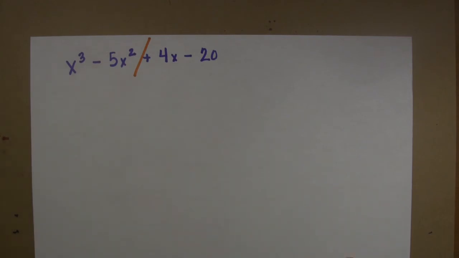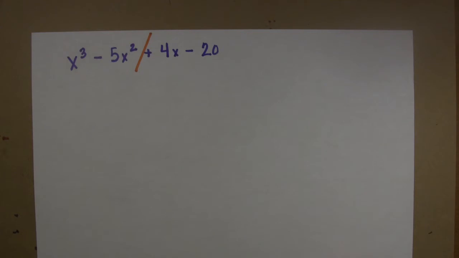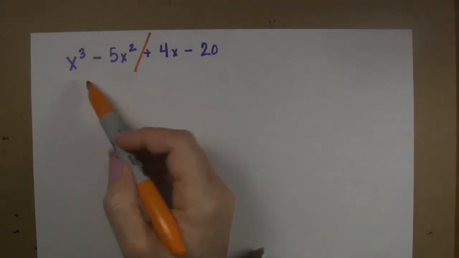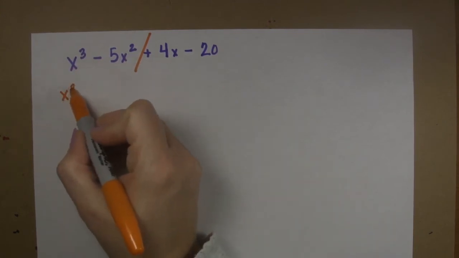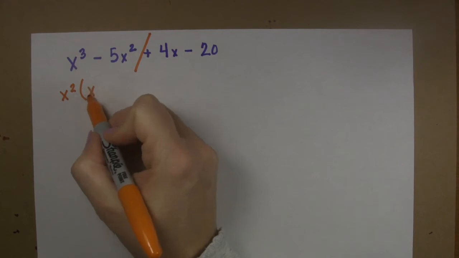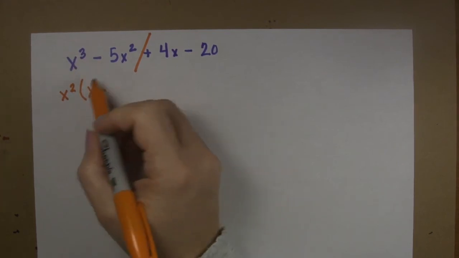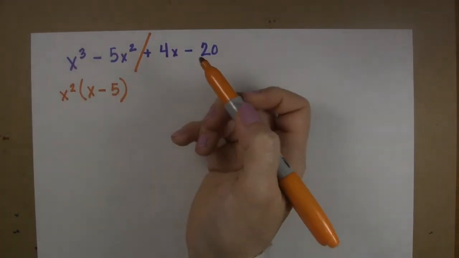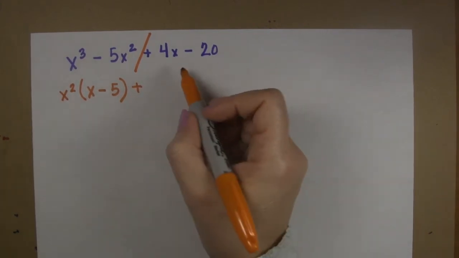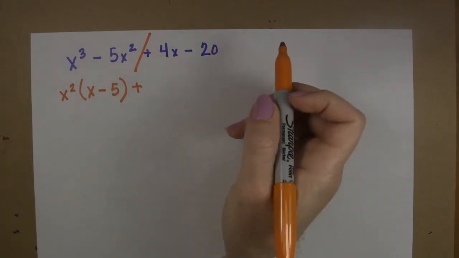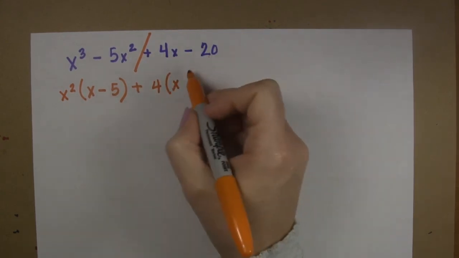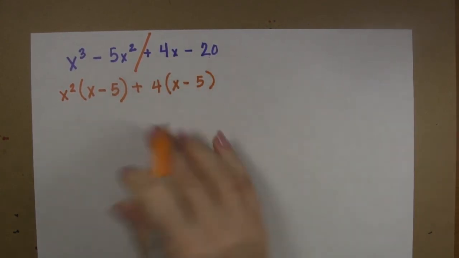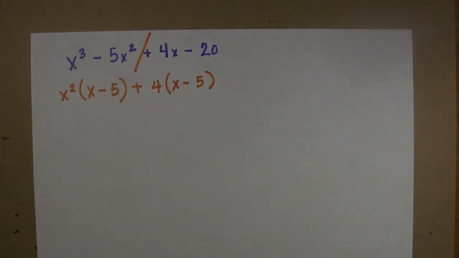After you've done about 100 of these, then it won't be so surprising when they flip the orders around on you. Anyway, so here, what can we suck out? We can suck out an x squared. That will leave us with an x minus 5. Plus sign. What can we suck out over here? Well, let's suck out a 4. x minus 5. Now we have two x minus 5s.